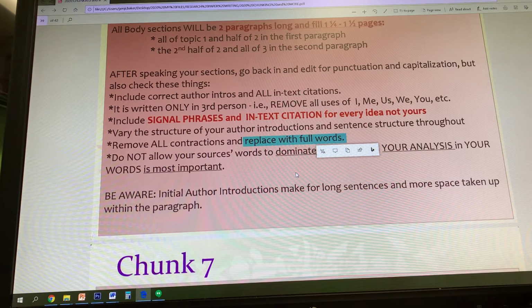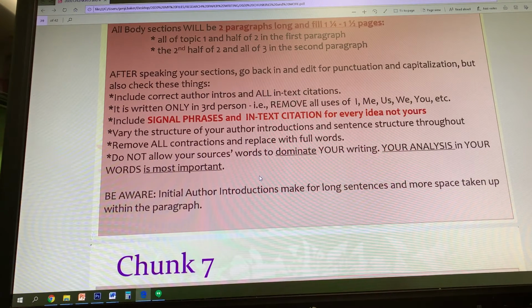So if you have don't, you're going to put in do space not. That is a much more formal way of doing it. It's also going to make sure that you don't have any grammatical errors. And I know you're sitting there thinking, oh, I used them correctly. It doesn't happen. I even make those mistakes when I use contractions, so I don't want any contractions in your entire paper.